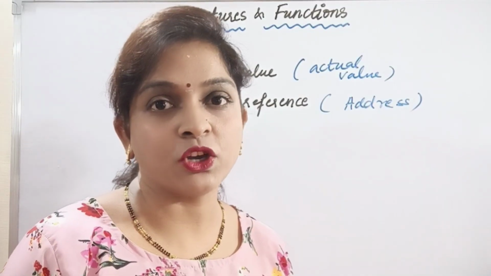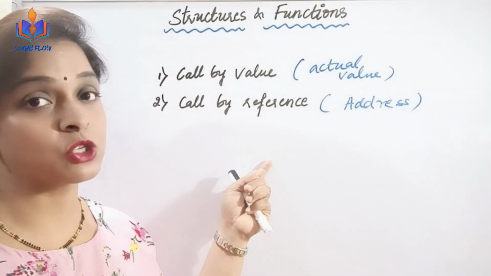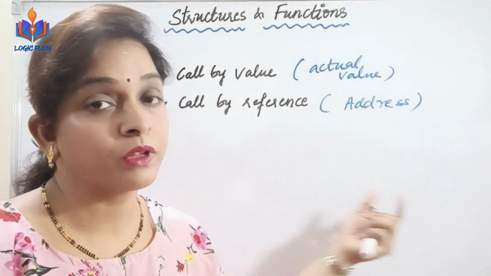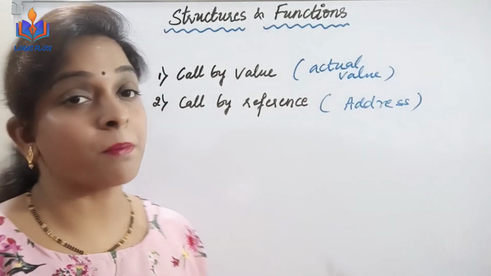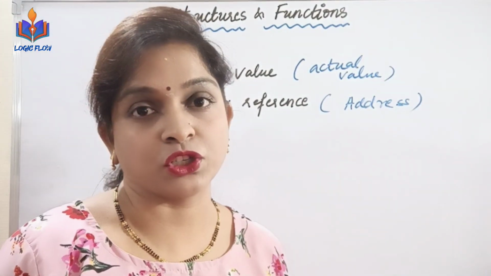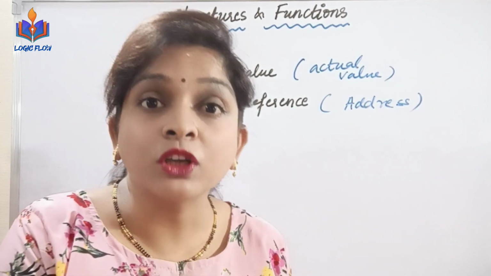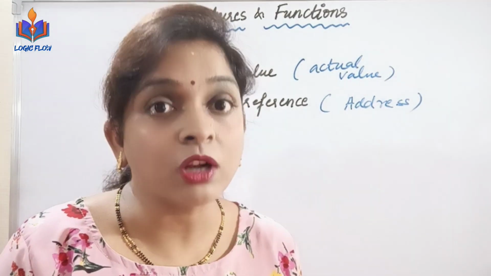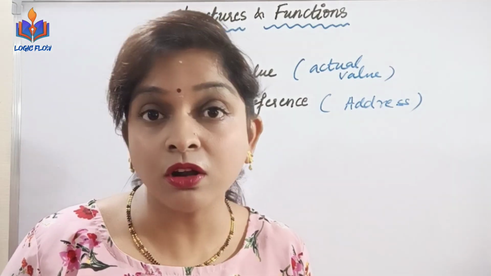Passing a structure to a function can be done in two ways. One is call by value, the other is call by reference. Call by value means we pass the actual value, whereas in call by reference we pass the address. When we pass the actual value, we receive a copy of the structure. So changes that we make in the function definition will apply to the copy of the structure but not to the original structure. Changes made in the function definition will not be reflected back to the place where the function was called.